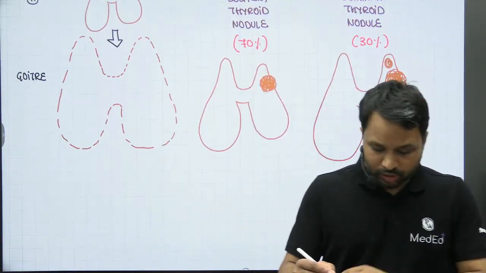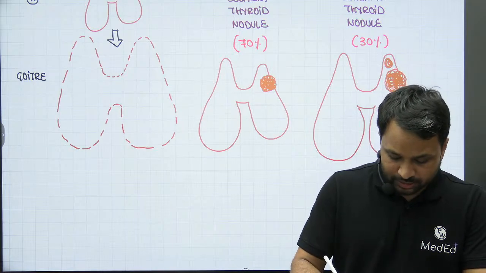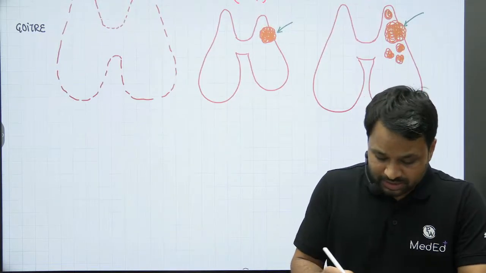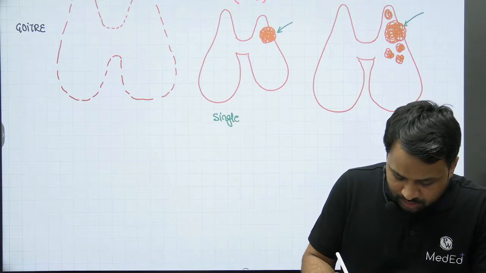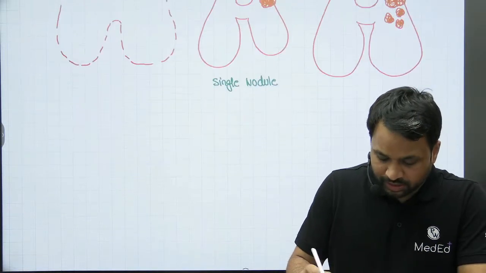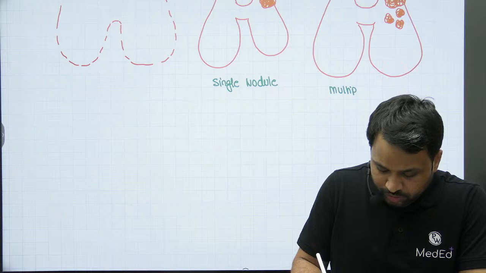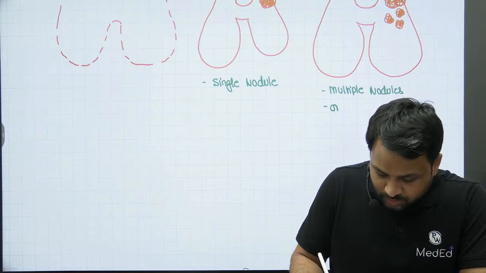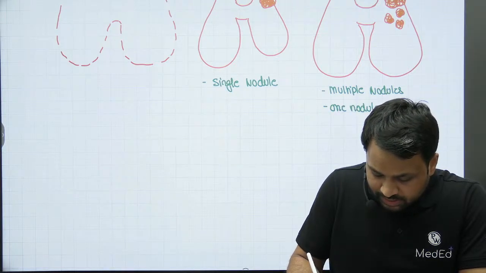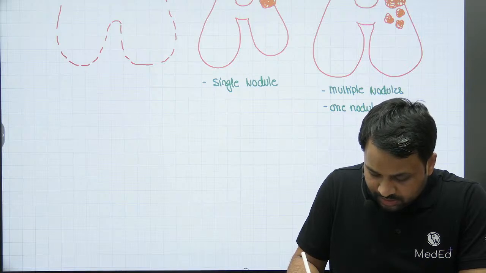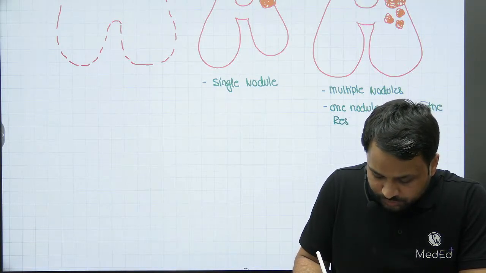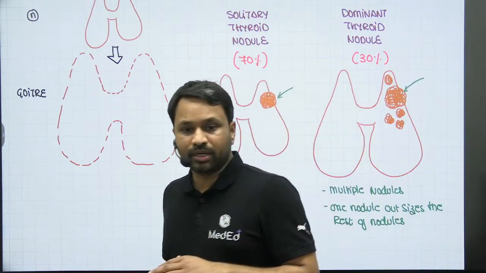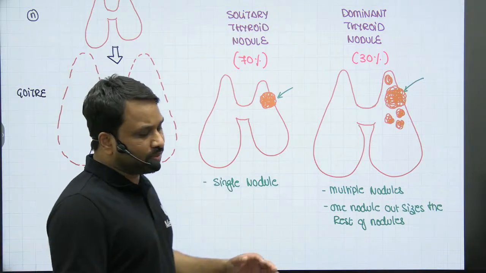So in a solitary thyroid nodule, there is only an isolated single nodule. In dominant, this nodule which is large outsizes the others. Here we say there is only a single nodule, and here you will see the presence of multiple nodules, but one nodule outsizes the rest of the nodules. Hence the name is given as dominant thyroid swelling, right?